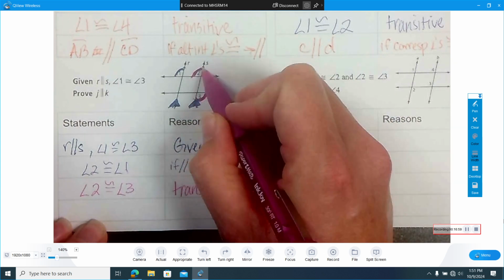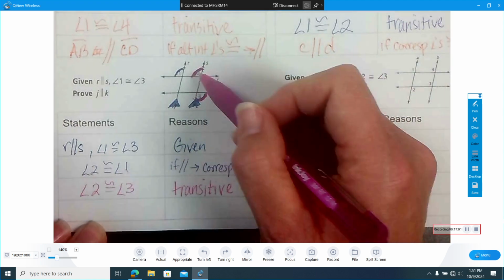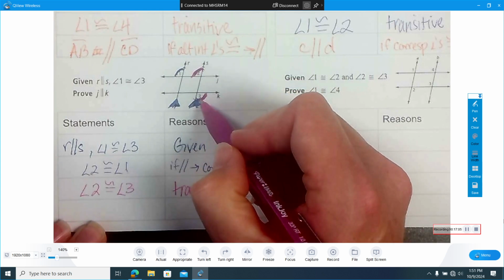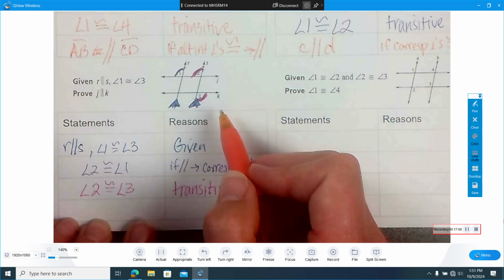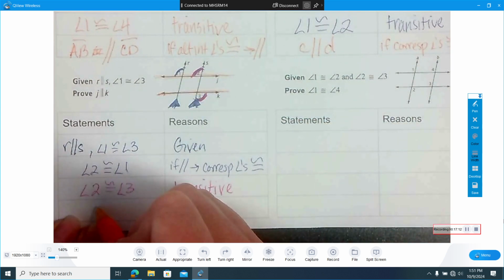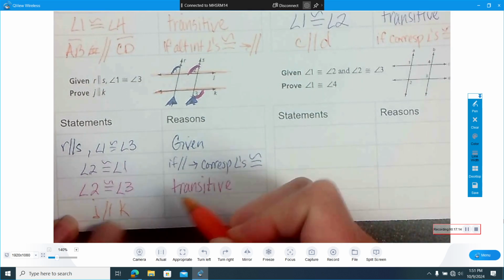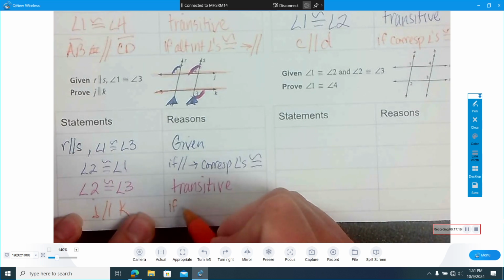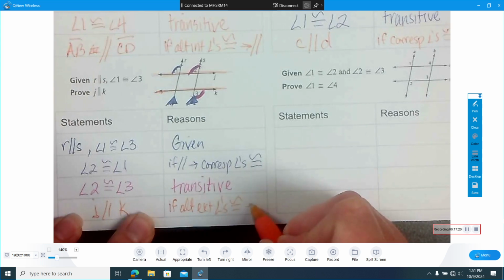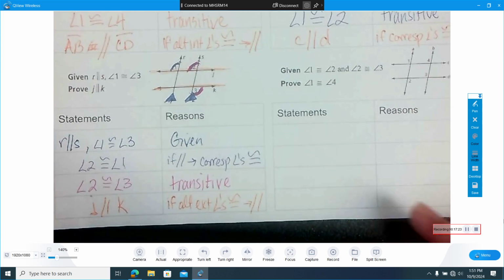What kind of angles are those? Alternate exterior. Good. And if alternate exterior angles are congruent, what do we have? Parallel lines. And there they are. There's our 2 parallel lines that they're on. J is parallel to K because if alternate exterior angles are congruent, then we have parallel lines.